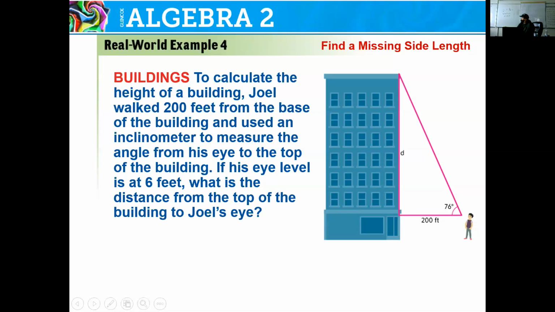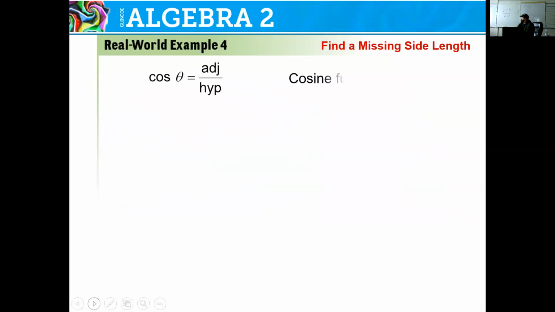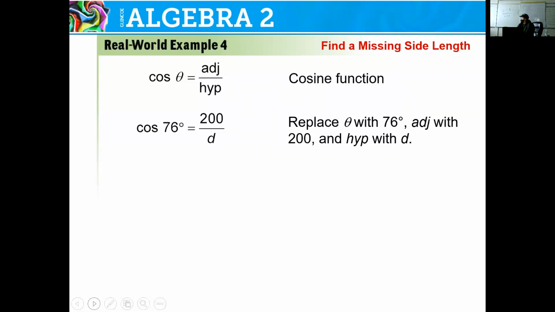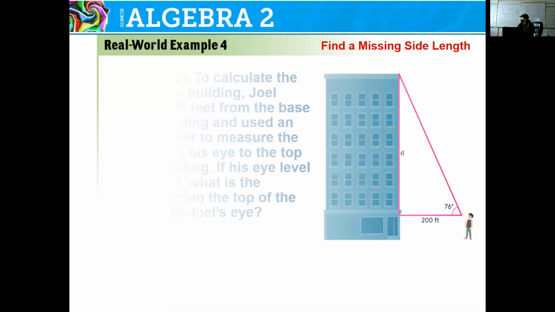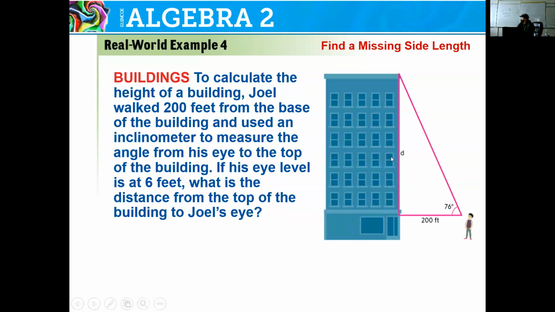Why would they use cosine? Huh. That's a little weird. Okay, I guess they meant to put d as the variable right there. The top of the building to Joel's eye. Okay, so they're talking about the hypotenuse side.